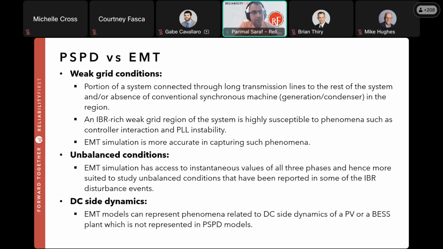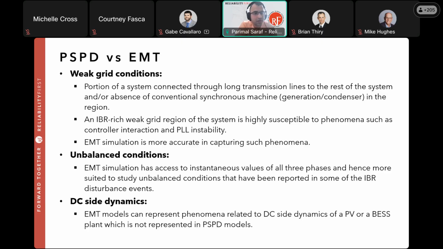So as I mentioned earlier, these are the two main dynamic simulation philosophies that exist in our grid today: positive sequence phasor domain, which is PSSE and PSLF-like tools, and EMT, which is PSCAD. Essentially, that's the most popular EMT tool. And what is the applicability of each of these?